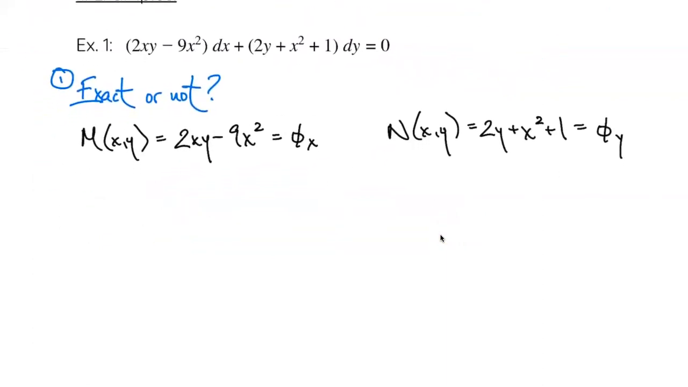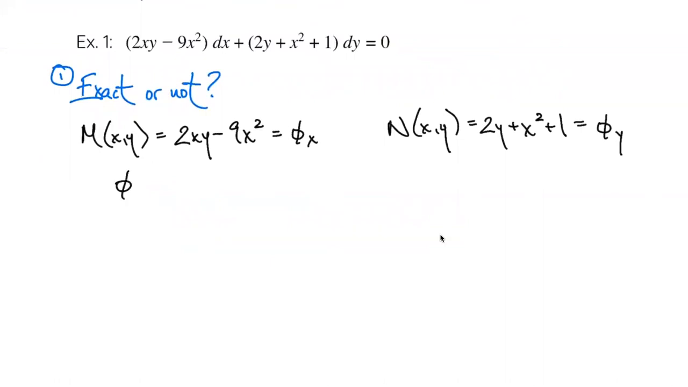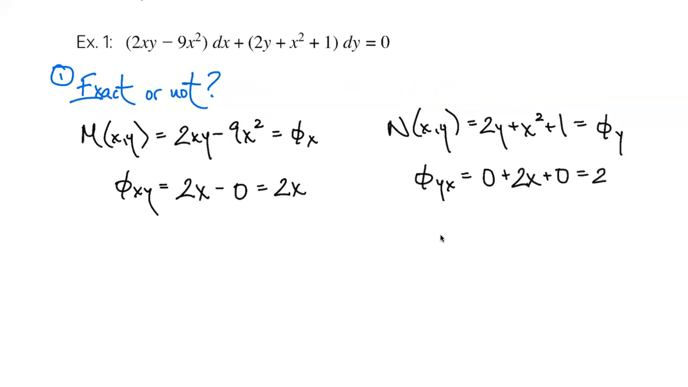So let's do our partials. We'll get partial xy equals, let's see, 2x minus, y is the variable, so minus 0, or 2x. Well, what about partial yx? This time x is the variable and y is the constant. So 0 plus 2x plus 0, which is 2x.